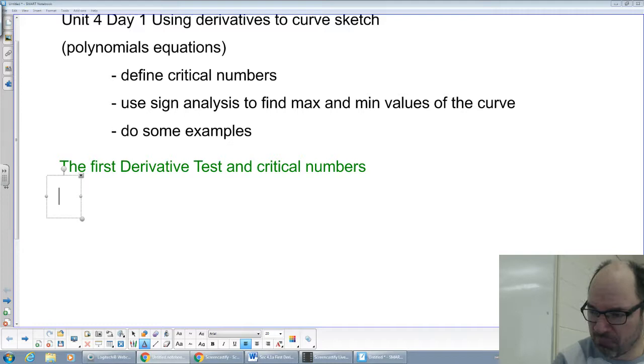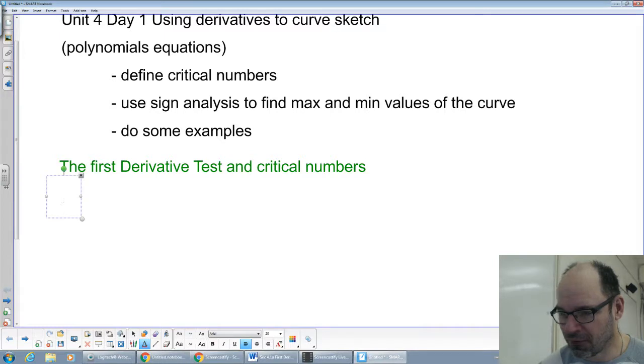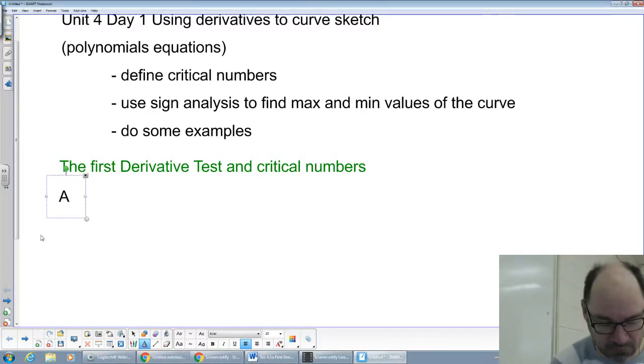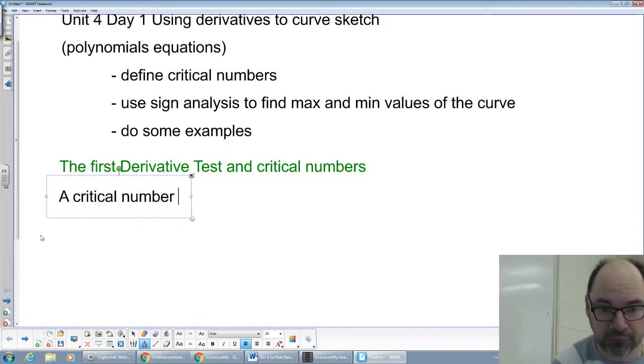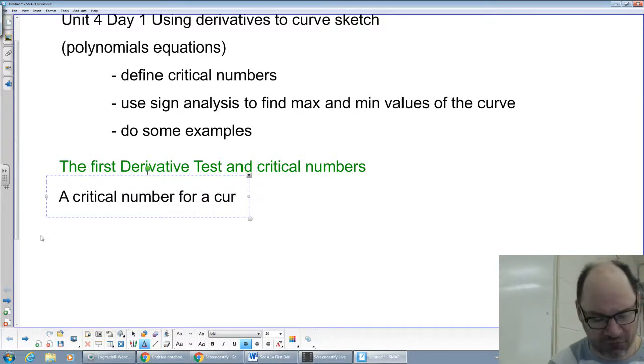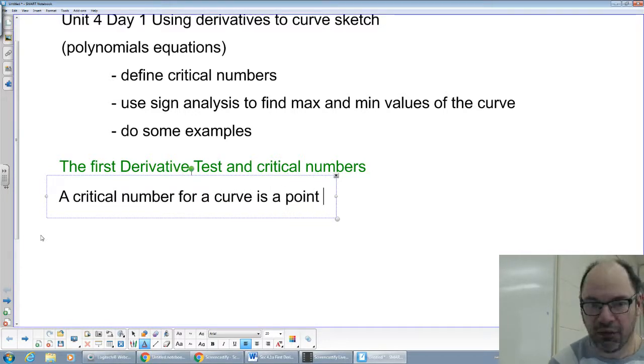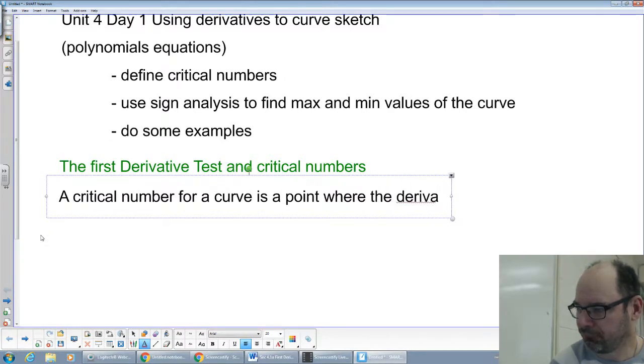Okay, so a critical number for a curve, so graph of a curve obviously, is a point where the derivative of the curve is 0.